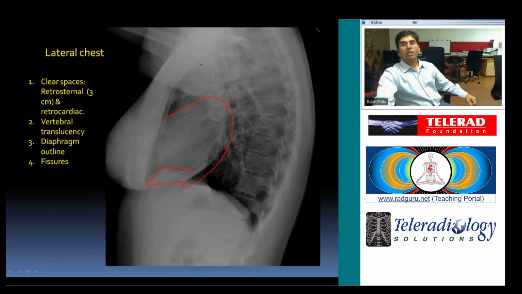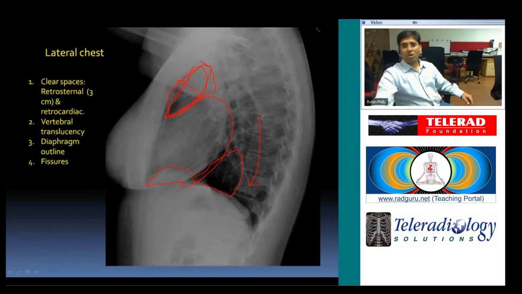So look for this retrosternal space. This should usually not be more than 3 centimeters. In COPD patients, the retrosternal lucency would increase. And then look for the retrocardiac space. If there's any opacity there that is not seen on the corresponding PA view, that means you're looking at some mediastinal mass. Even this space is filled up in case of anterior mediastinal masses, like say thymomas or any lymphoma. This space gets filled up, and also look for this translucency.